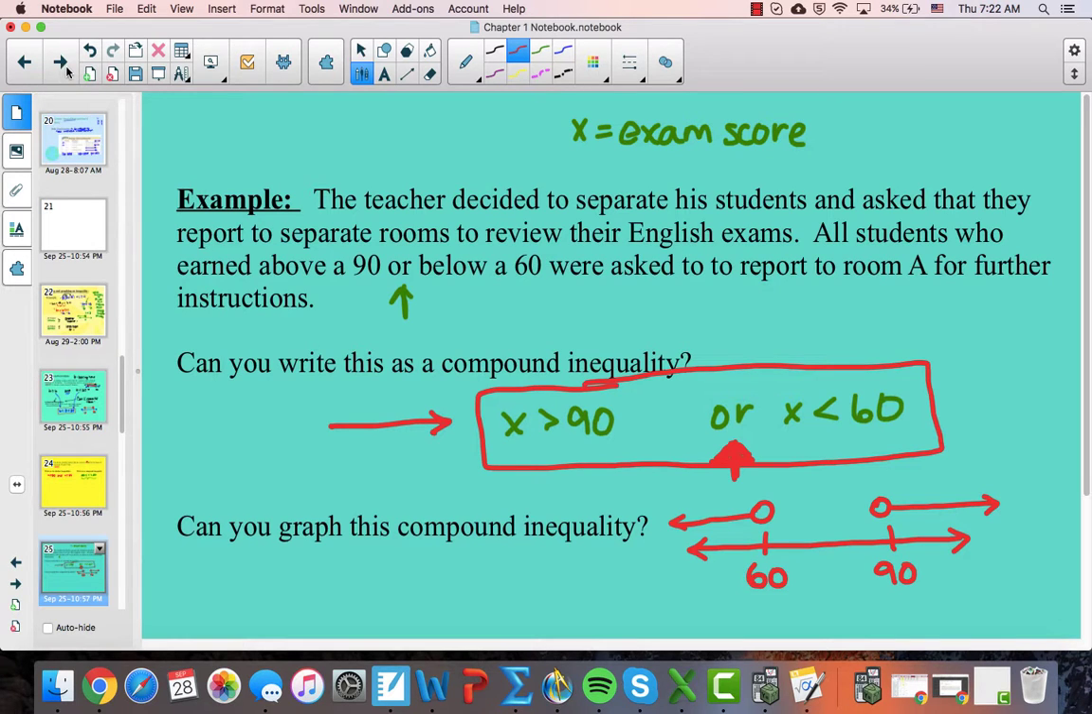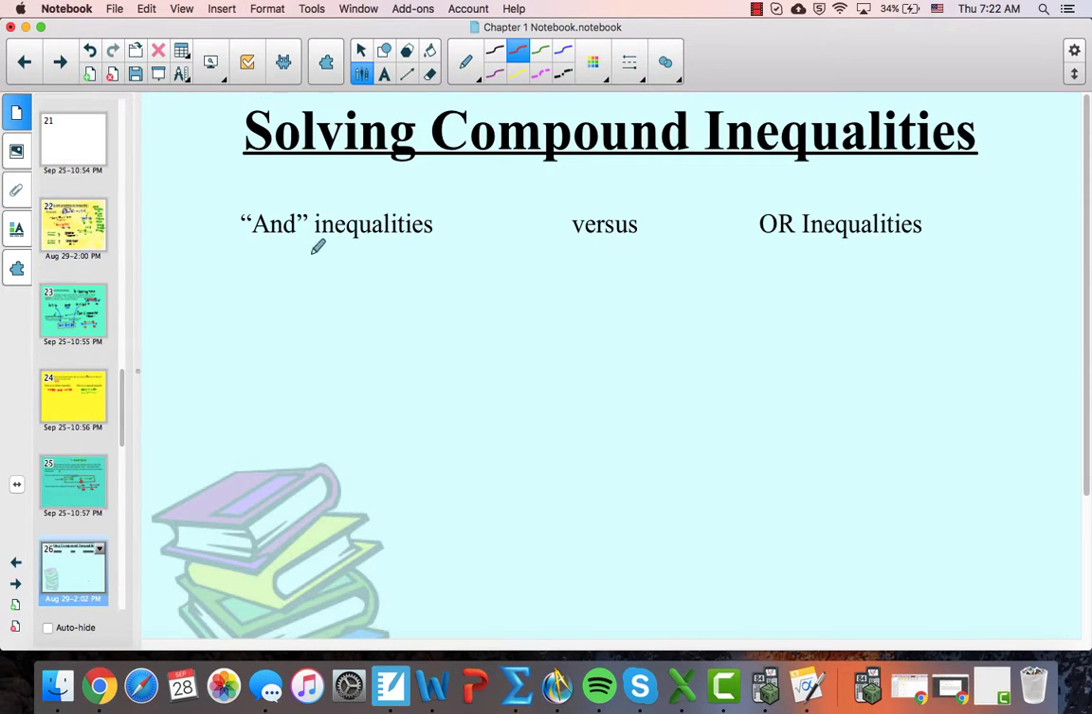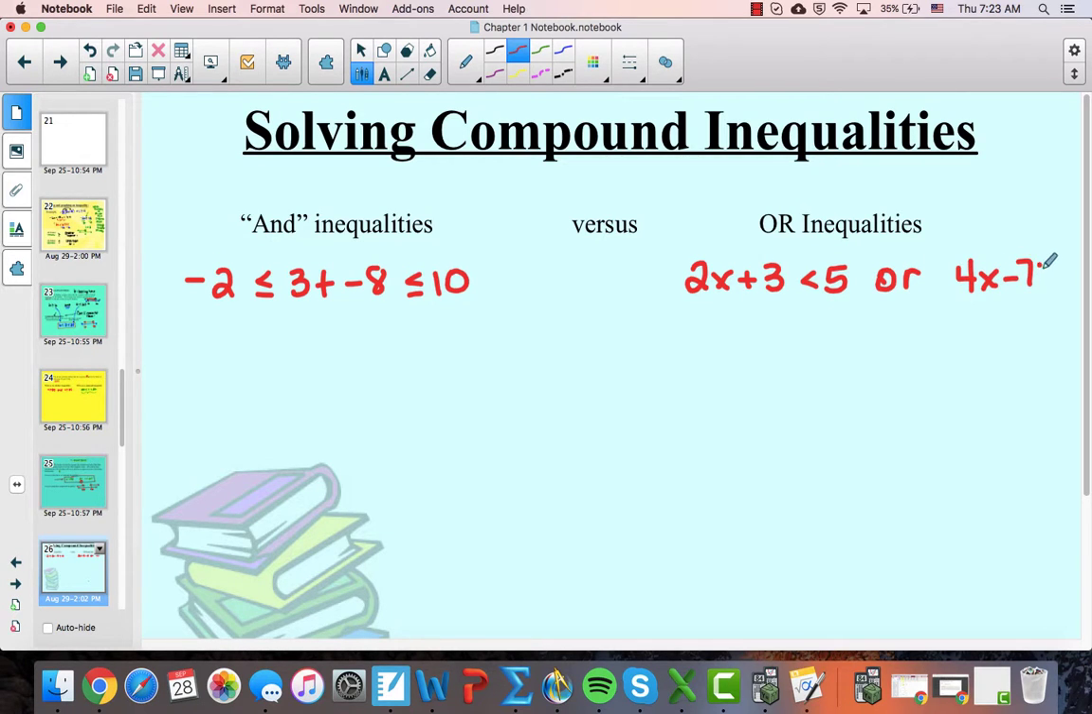All right, so let's just review. "And" inequalities are written with the variable in between two inequality symbols. The inequality symbols are always going to be pointing to the left. You may have noticed that. And they're always going to be pointing the same direction. An "or" inequality would look something like this. Two inequalities with the word or in between them.